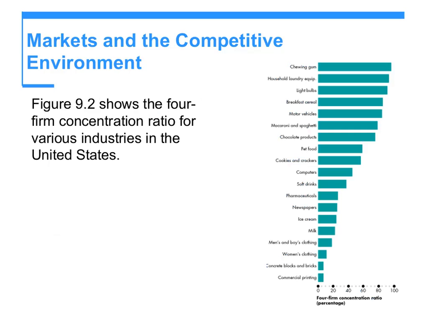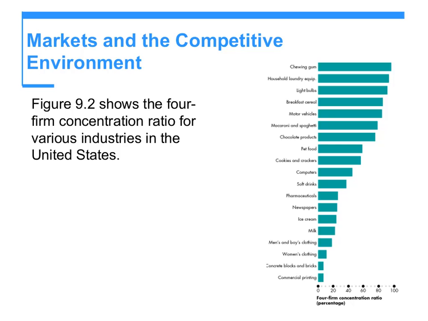Look at here. Figure 9.2 shows the 4-firm concentration ratio for various industries in the United States. Chewing gum, as you can see, is almost 100. Household laundry equipment is less, and as it comes down, light bulbs, breakfast cereal, motor vehicles, macaroni and spaghetti, chocolate products, pet food, cookies and crackers, computers, soft drinks, pharmaceuticals, newspapers, ice cream, men's and boys' clothing, women's clothing, concrete blocks and bricks, and commercial printing.